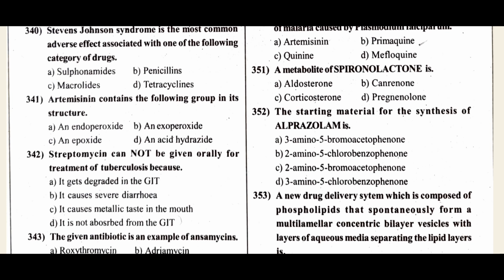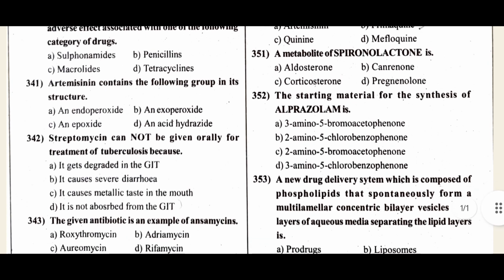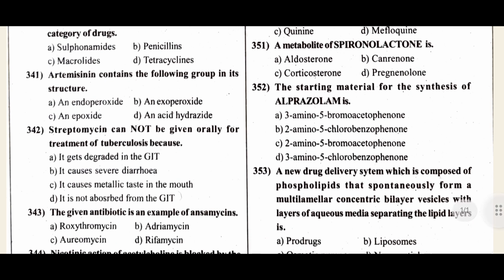Next, streptomycin cannot be given orally for treatment of tuberculosis because option A it gets degraded in the GIT, option B it causes severe diarrhea, option C it causes metallic taste in the mouth, option D it is not absorbed from the GIT. The correct answer is option D, it is not absorbed from the GIT.